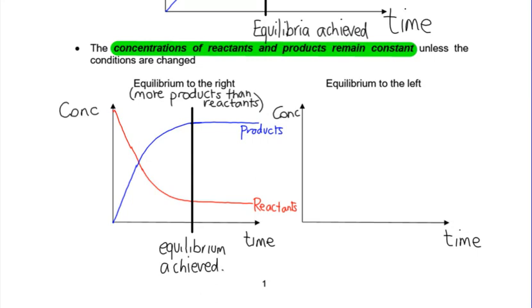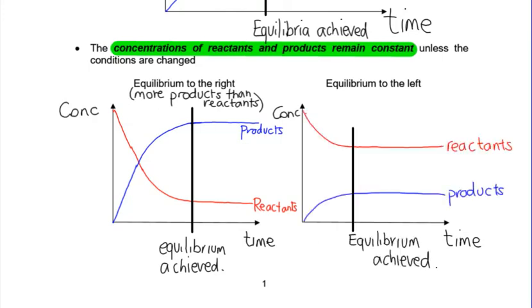So their concentrations are remaining constant. We've got more products than we have reactants, so we know it's an equilibrium to the right, more of the stuff on the right than the stuff on the left. Could you have a go now, pause the video and see if you can plot the graph for equilibrium to the left?